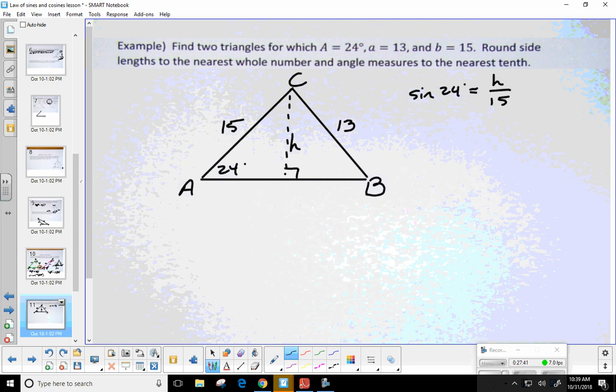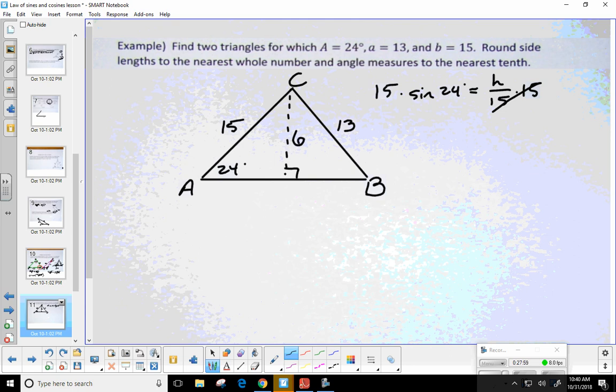Go ahead and multiply through. These are going to cancel. So somebody help me out. What are we getting for the height? Like 6? Okay. Does anybody want to see it in the calculator, or are we good?